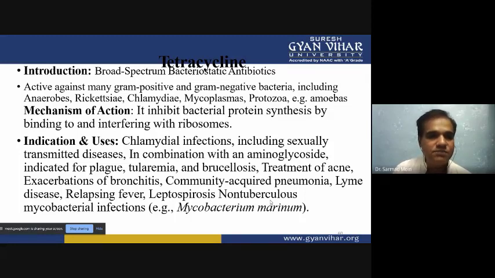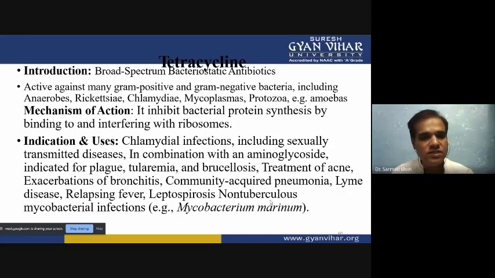If you look at the mechanism of action, it inhibits bacterial protein synthesis by binding and interfering with the ribosome. So how does it interfere with the mechanism of microbes? It binds with the ribosome and inhibits the translation of the protein. Normally, the mRNA binds to the ribosome, tRNA transfers the amino acid to the ribosome, and the protein is synthesized. What tetracycline does is go and bind to the ribosome, so the protein is not able to be synthesized on the ribosomes. So it basically inhibits the mechanism of translation.